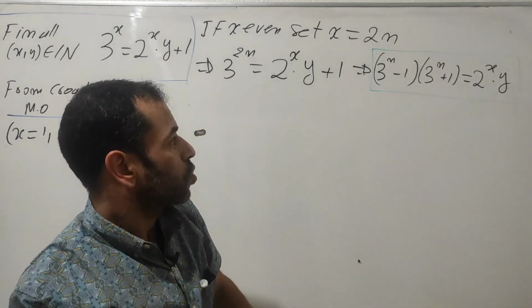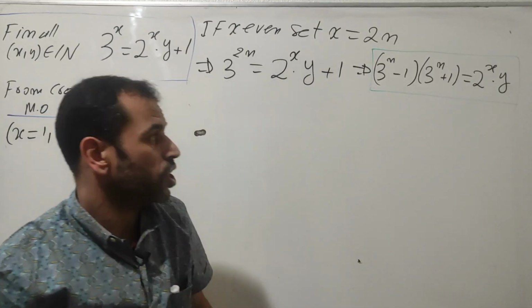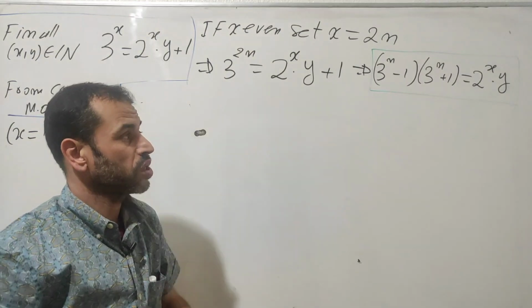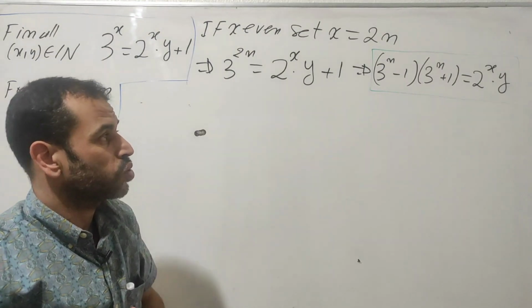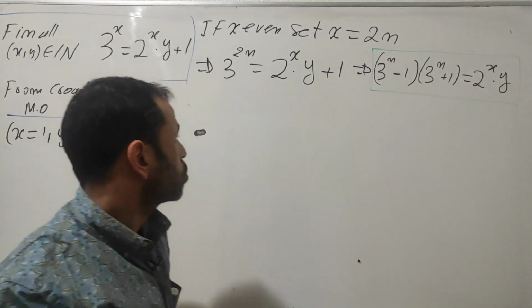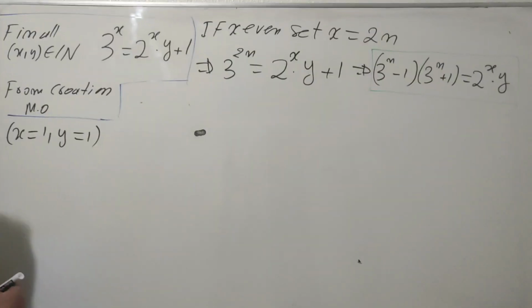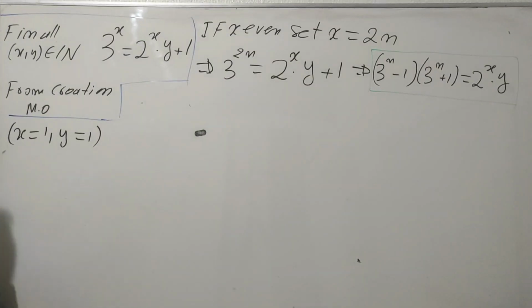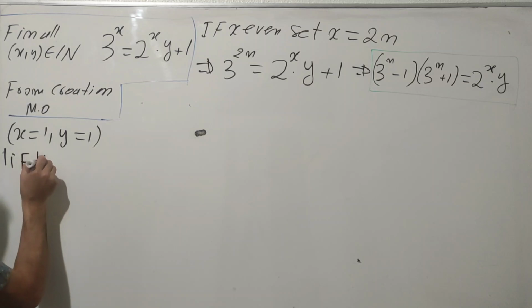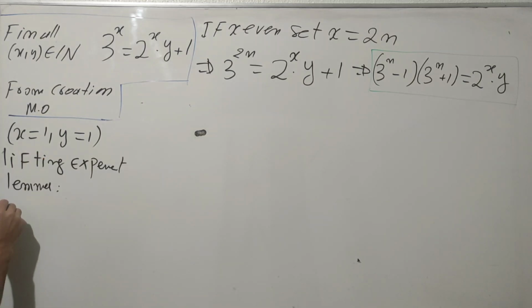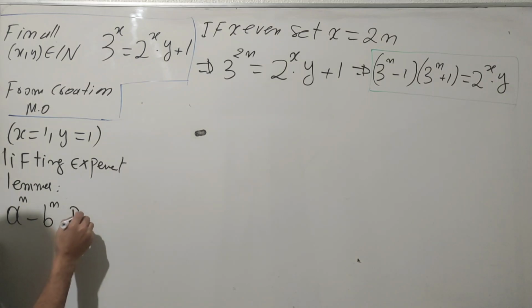Okay, so now we need to change to another method. We cannot solve this as a power of 2 as it is. We cannot solve this equation in this form. Okay, so what to do? There is a nice lemma called lifting the exponent. Lifting the exponent lemma: if you have two numbers written in this form, a to the n minus b to the n. Okay, so applying this lemma on this one, you have p is a prime.